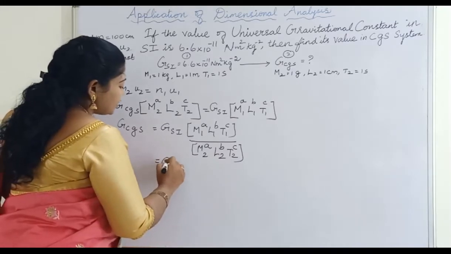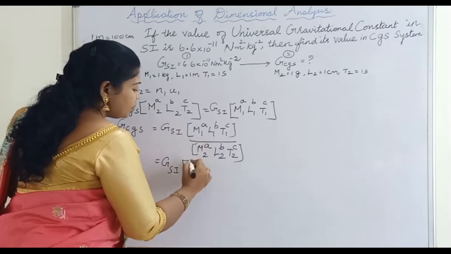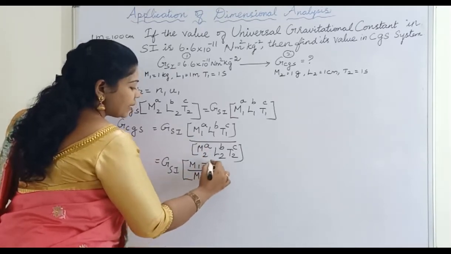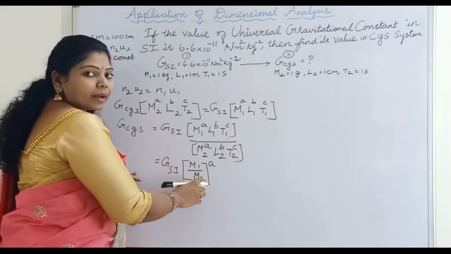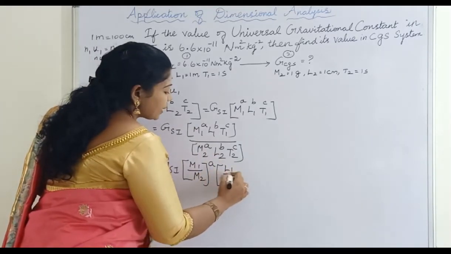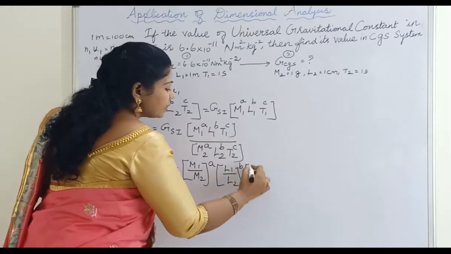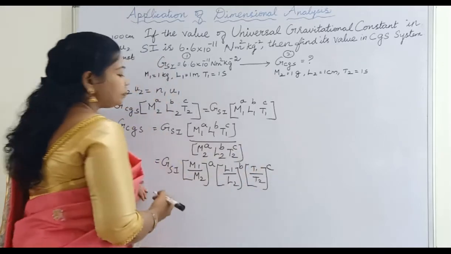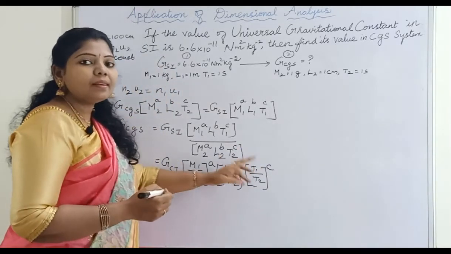So in the next step, G_SI into (M1 by M2) the whole power A. The M terms are written in one square bracket. Likewise, the L term we have to write in another square bracket: (L1 by L2) the whole power B, and then (T1 by T2) the whole power C. In the next step, we have to substitute all the values.